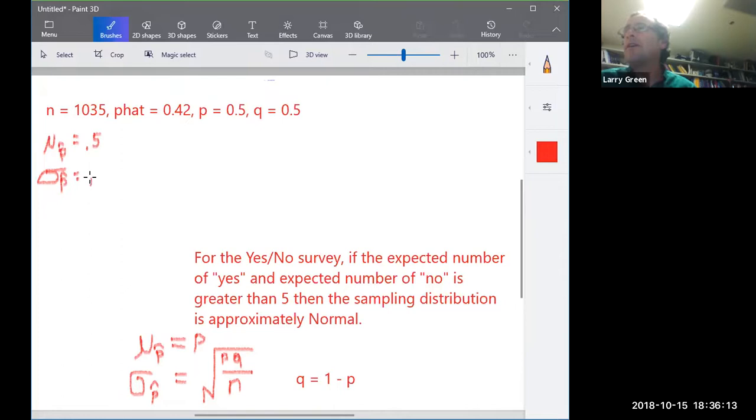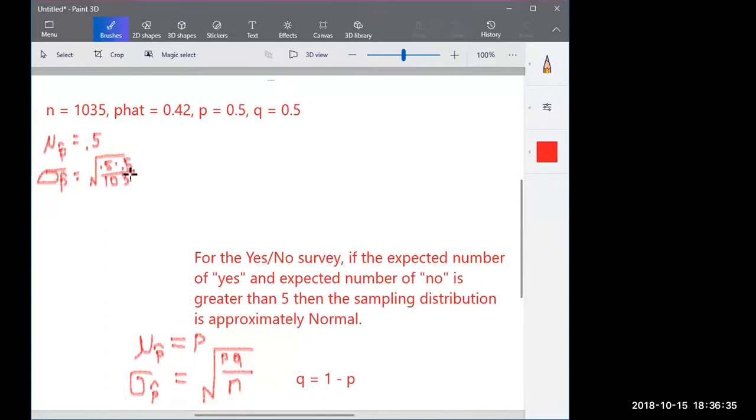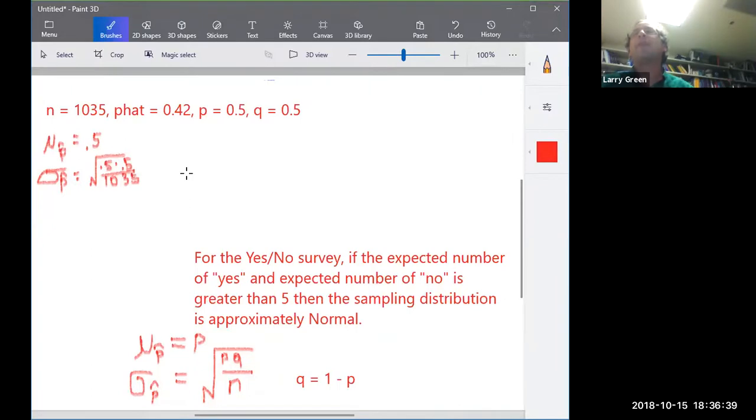The standard deviation is the square root of P times 0.5, that's P times Q, over 1,035. Is that clear? It takes a while to write it in on a board. Okay, any questions so far?